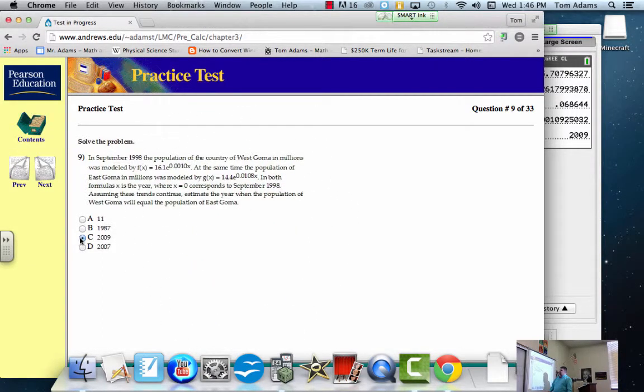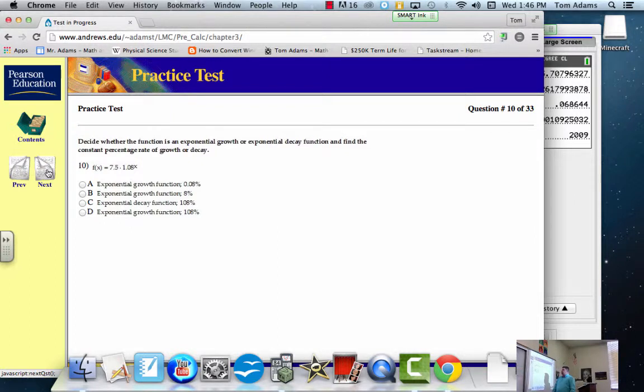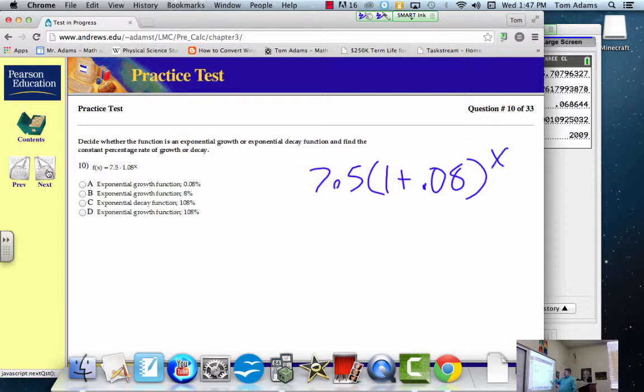All right, what's the next one on the list, number 10? All right, so now number 10, it says determine if this is exponential growth or exponential decay and find the constant percentage rate of growth or decay. Well, really, we have 7.5 times 1 plus 0.08 raised to the x. What's the percentage rate? 1.08, isn't that the same as 1 plus 0.08? Yes. What's this as a percentage?